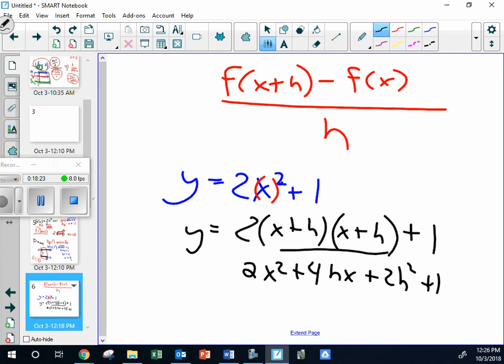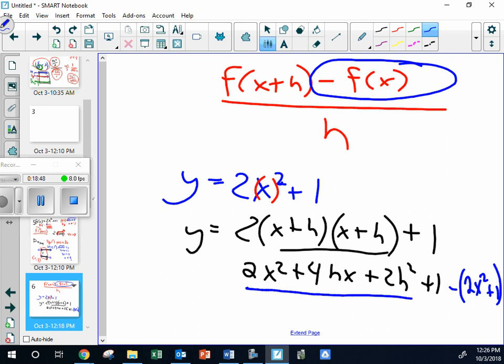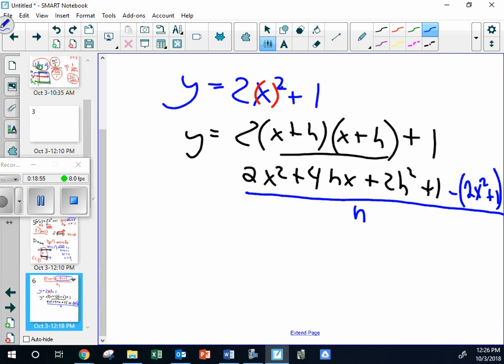All right. I did already multiply it all out. How about that part? There you go. Minus, what goes in there? That's the function, 2x squared plus 1. Any questions? Okay, then that's all divided by h. Would you please simplify that all the way down and see what you get?